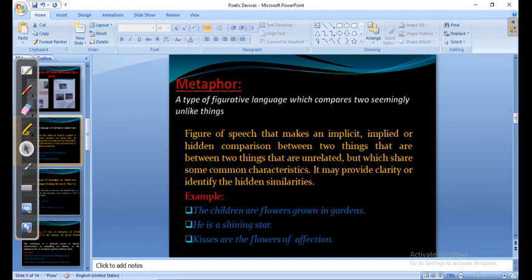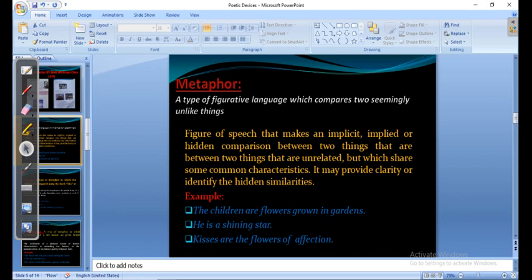Here I have put some examples, dear children. The children are flowers grown in gardens. Does that mean the child is a flower? No. Here I want to say that the child is so innocent, so beautiful, that he should be raised and nurtured in the most perfect way, so that he should become an able and good citizen.